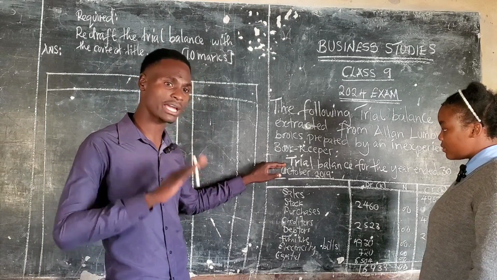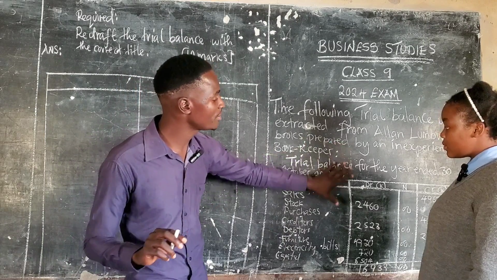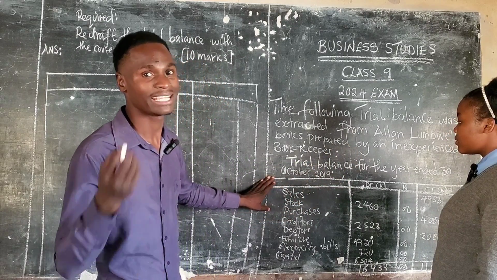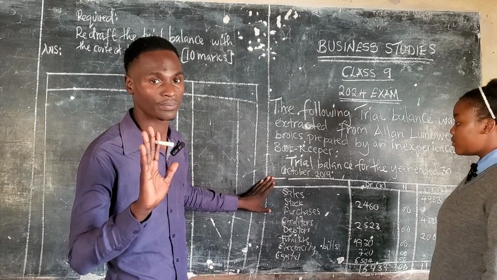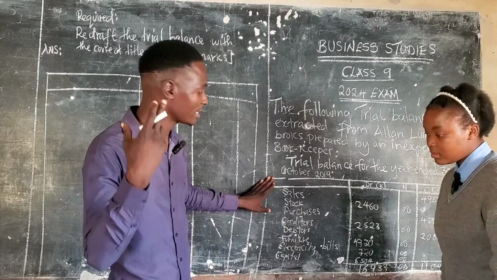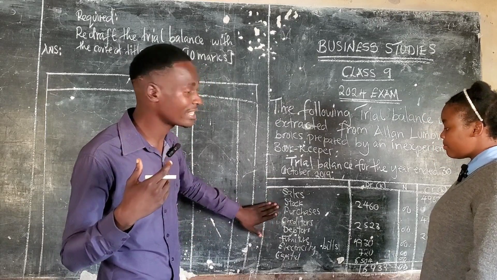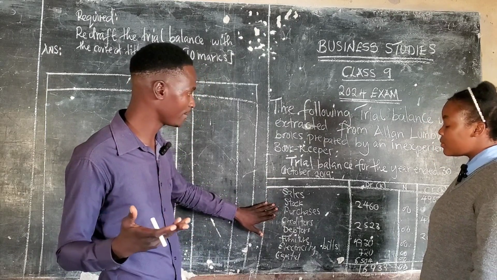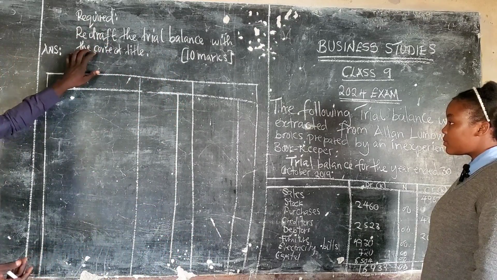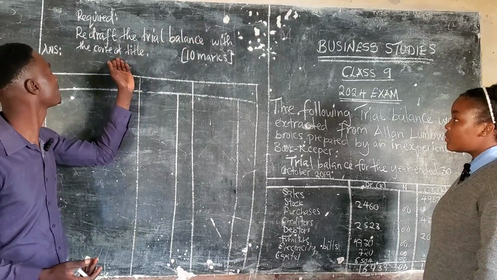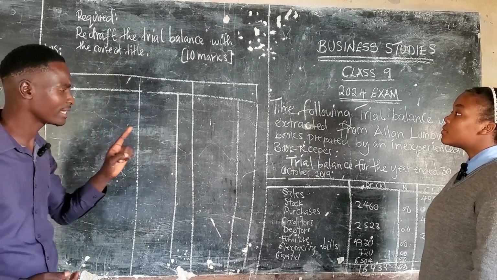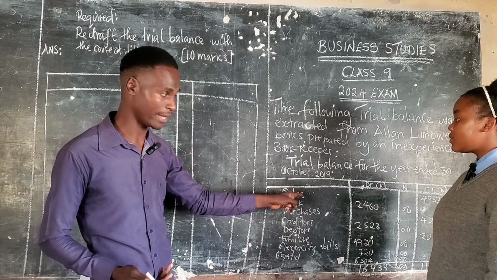Now you have to be very careful here. When we say it was prepared by an inexperienced or incompetent bookkeeper, it doesn't mean that everything is wrong. Some of the items are correctly entered. We are required to redraft the trial balance with the correct title, meaning the title is wrong here.